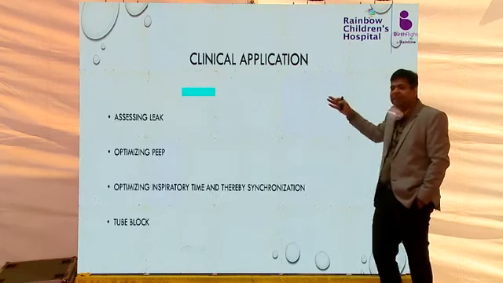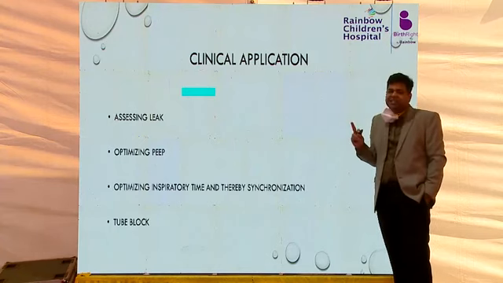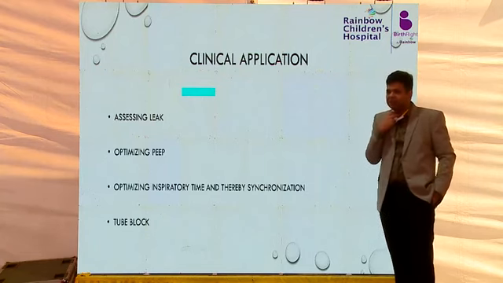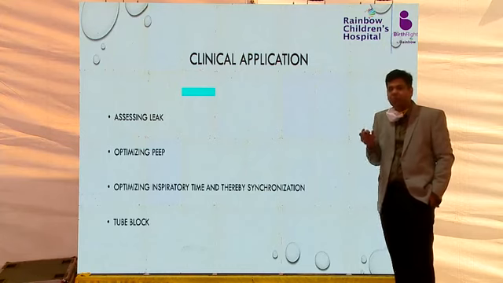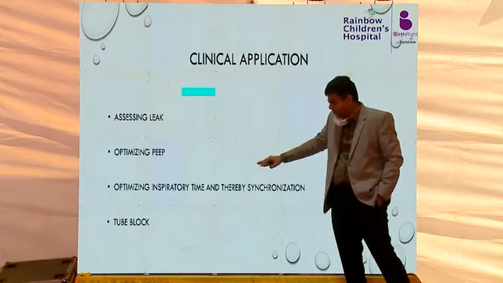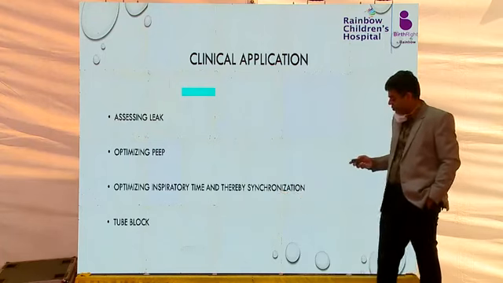So an application is assessing leak. Assessing leak we saw in the scalar waveform also. In the scalar, which were the two waveforms which were telling us about the leak? Flow, and the second one is volume. Flow and volume. Other applications: optimizing PEEP, we will see how; optimizing TI, and synchrony, and tube block.